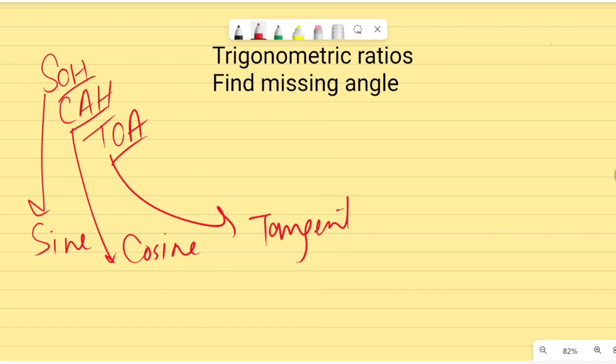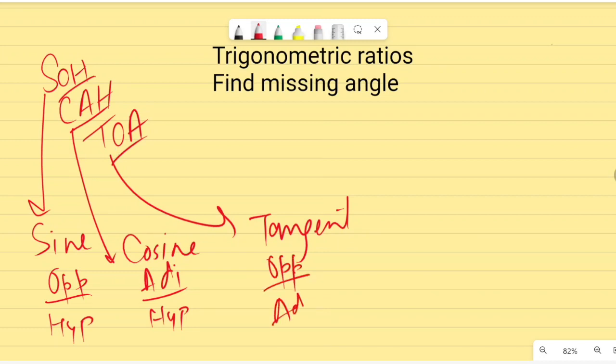So sine is with O and H. It means sine is equal to opposite over hypotenuse. Cosine is equal to adjacent, because that's A in CAH, and then H. So adjacent over hypotenuse. And with tangent it's TOA, O first, opposite over adjacent. These are the formulas, SOHCAHTOA. If you remember this, you will always remember the formulas. You don't have to learn them in a different way. This way you don't make any mistakes.